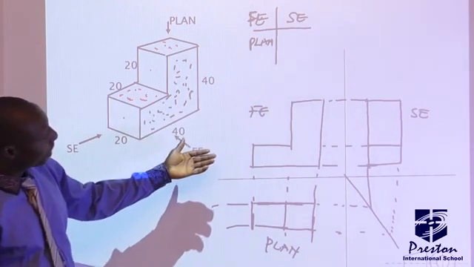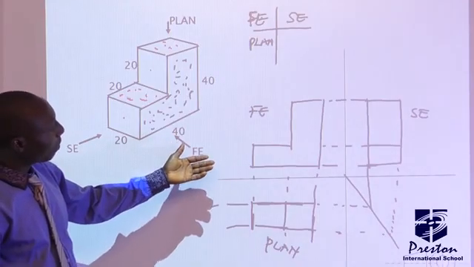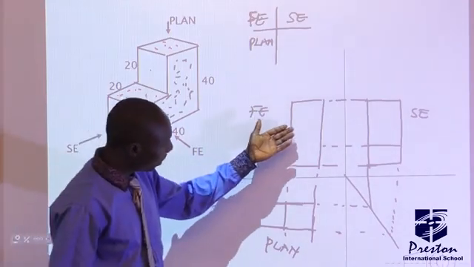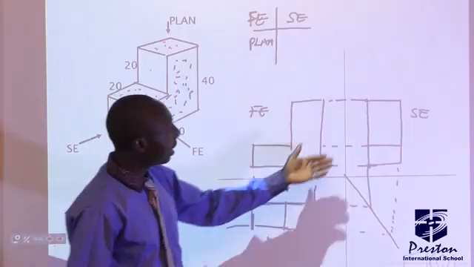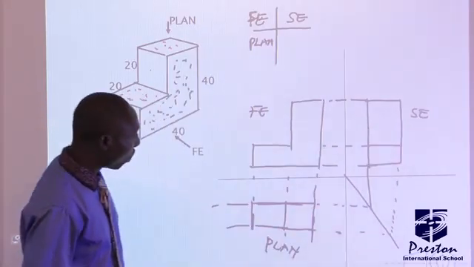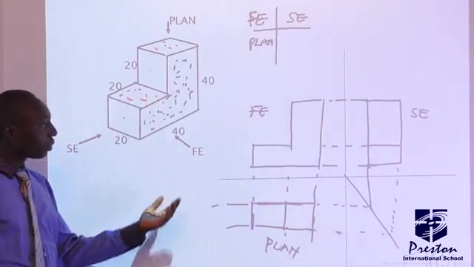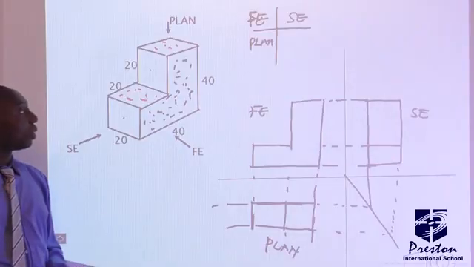So for first angle orthographic projection, you have the front elevation on top of the plan and the side elevation to this side. We are going to stop here for today.